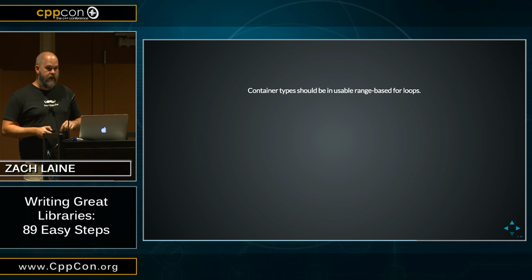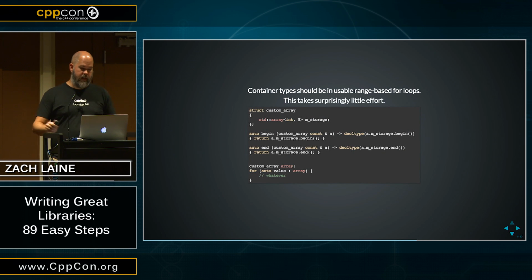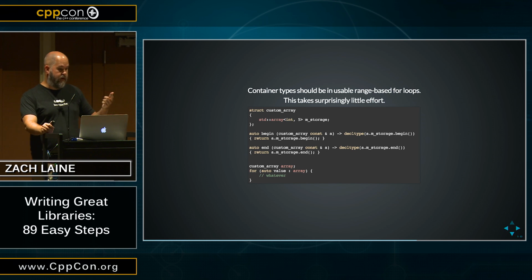Okay, so making range-based for loops usable by your code gets rid of those kinds of fence post issues. Again, it's obviating a whole class of errors that are possible without them. Okay, and this takes very little effort. So let's say I've got this custom array type and it's got some storage, say a std array or a vector or something. So all I have to do is make these two free functions that take a const ref to this array and then return the begin and end of its storage member, and that's it. Now I can use it down at the bottom.